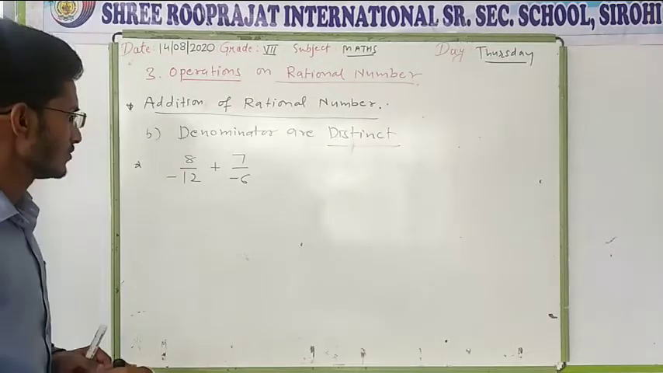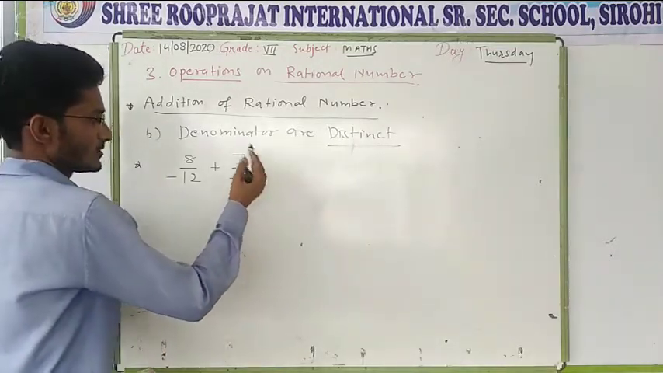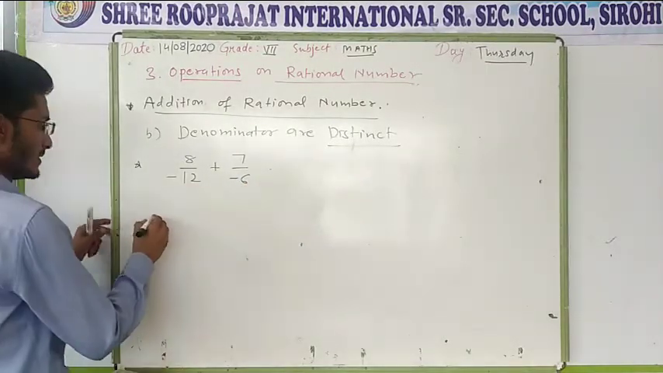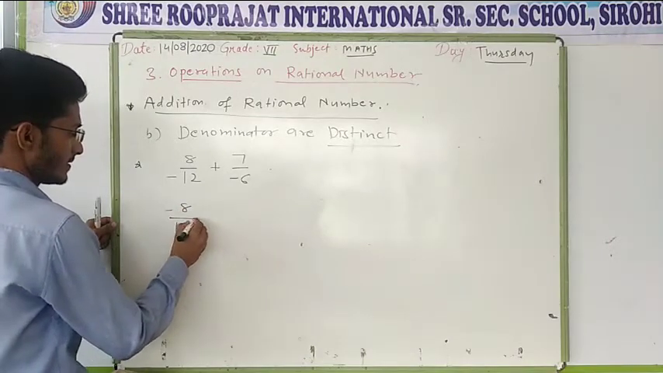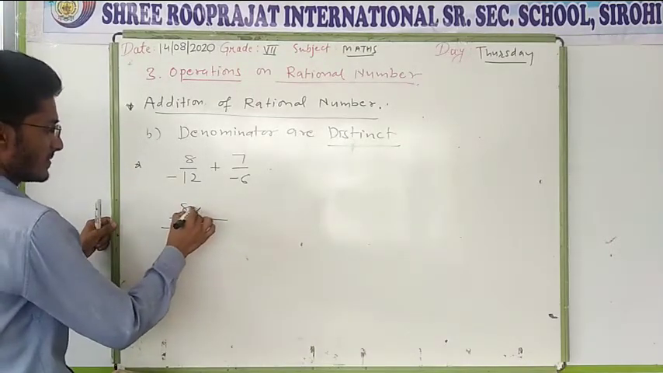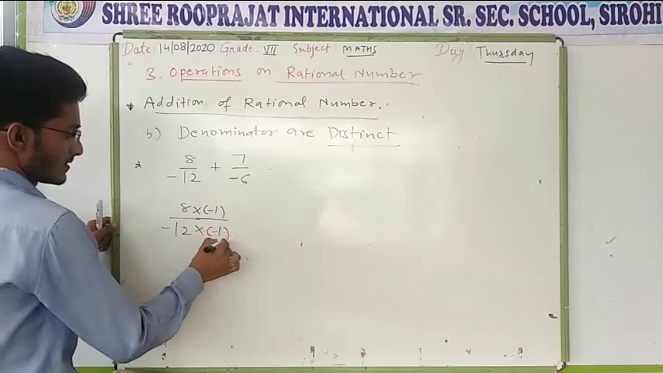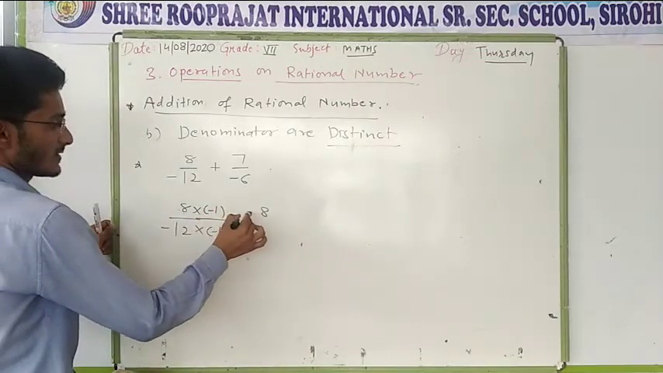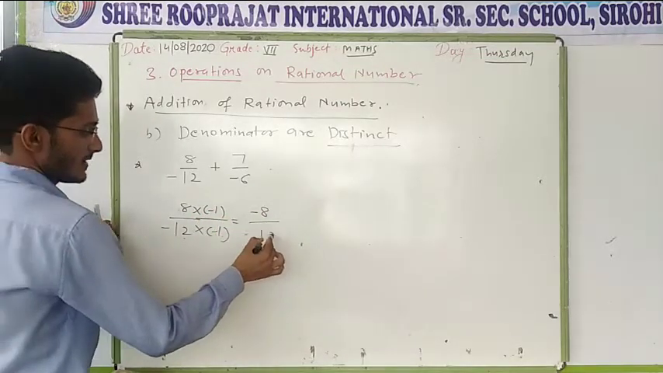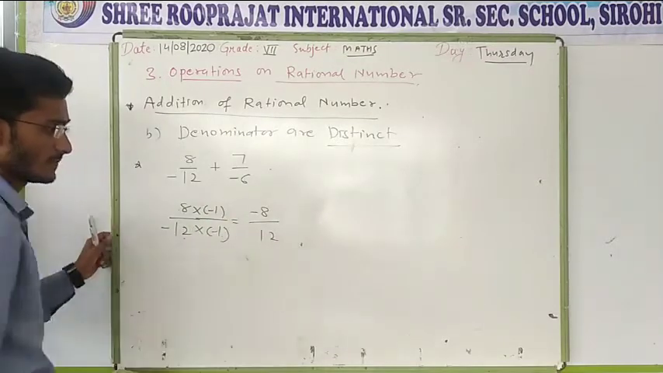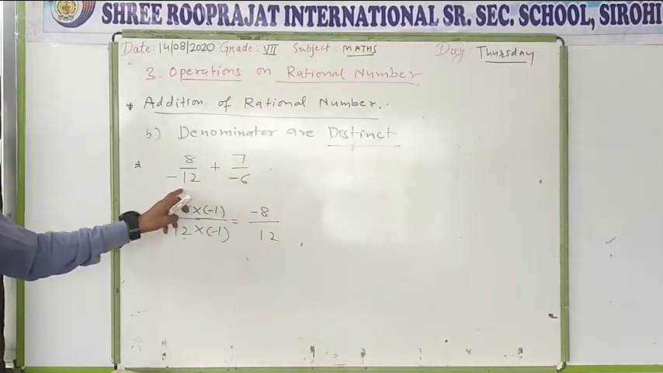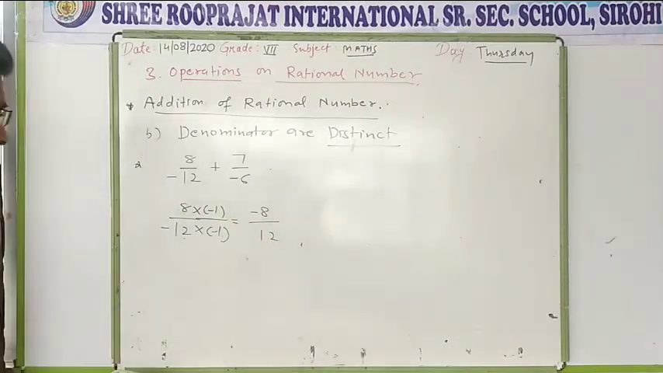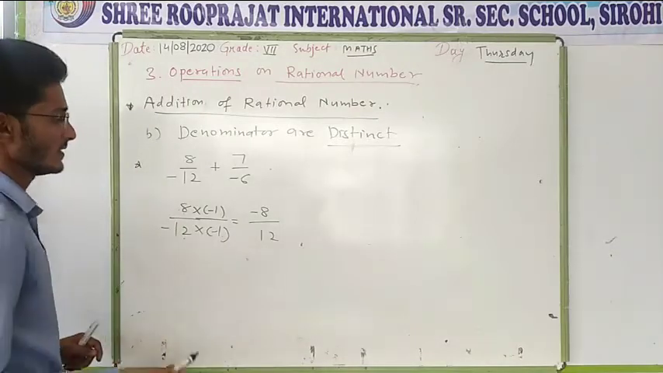And how do you change it? You have to multiply both numerator and denominator by the same number, that means by minus 1. So 8 by minus 12, if you multiply by minus 1 and minus 1, here we get 8 multiplied with 1, 8, and plus multiplied with minus, you will get minus 8. 12 multiplied with 1 is 12, and minus multiplied with minus, you will get a positive. So now 8 by minus 12 is equal to minus 8 by 12. This time the denominator is positive, which is compulsory when you are adding two rational numbers.